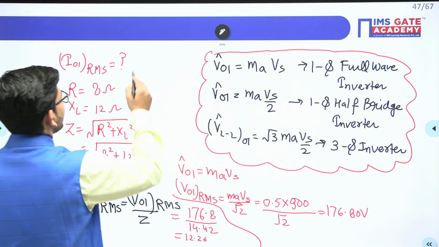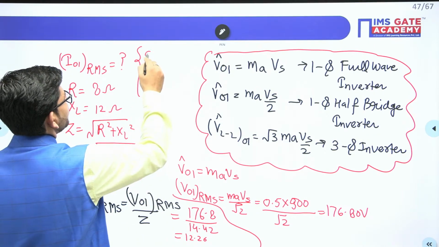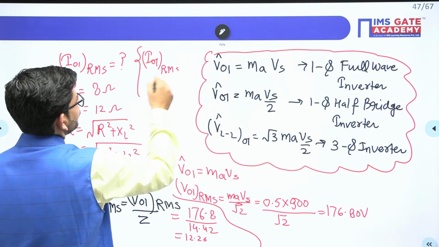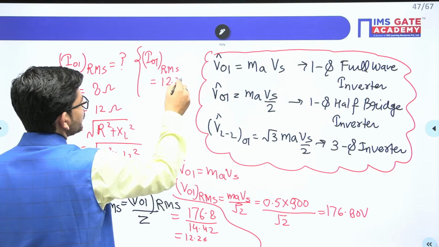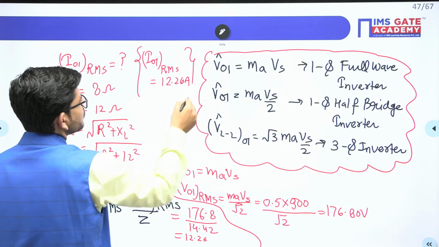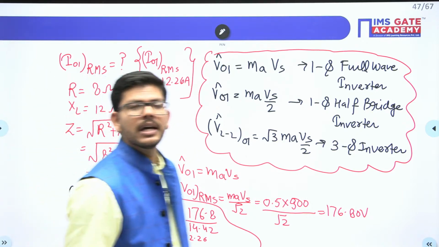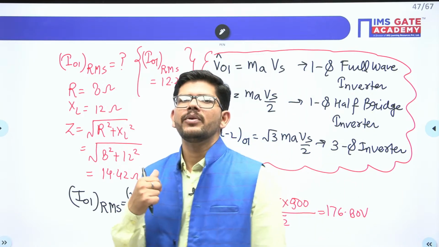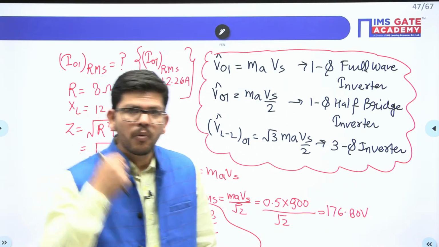Okay, so we have calculated this. The fundamental component of current and its RMS value is 12.26 ampere. That is what we have calculated. I hope you are getting this, guys, and this is very, very important. Believe me, this is very, very important.